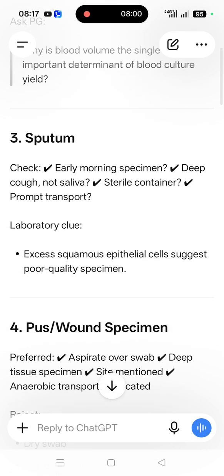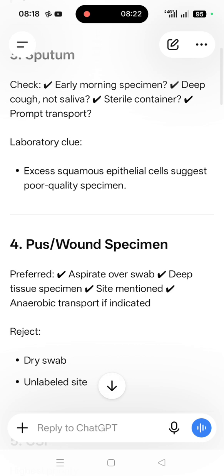In case of sputum, an early morning specimen should be collected. A deep cough sample, not saliva, should be taken, because we want the organism, and that too from the lung secretions. Then a sterile container should be there. Prompt transport should be done. The laboratory clue is excess squamous epithelial cells. If there, you know that there is one criterion which we follow. This can be discussed with the postgraduate students.